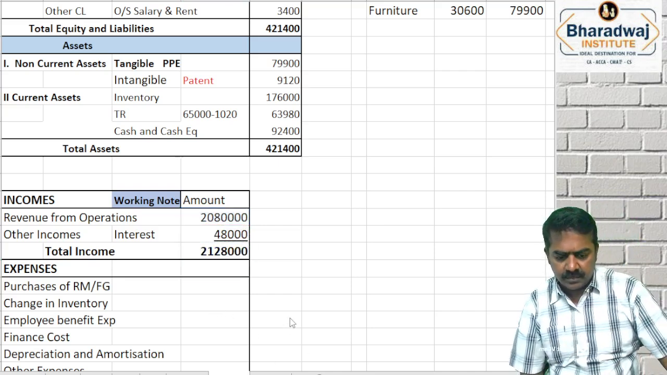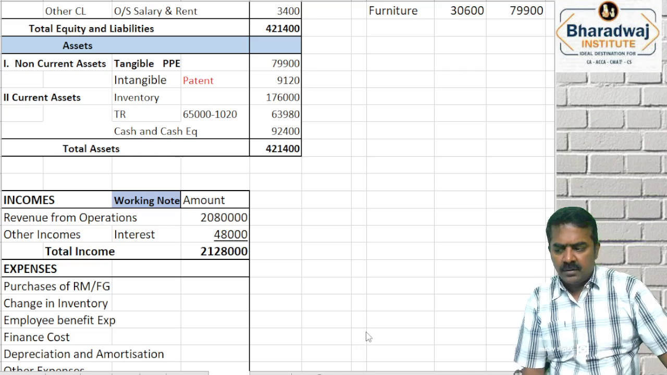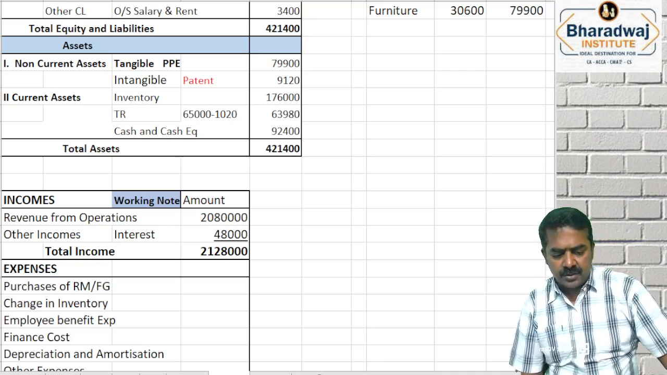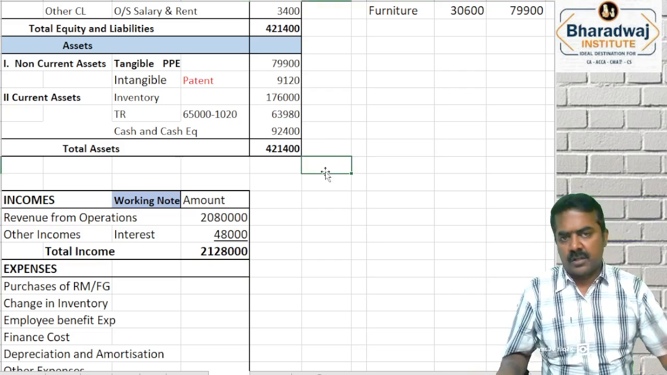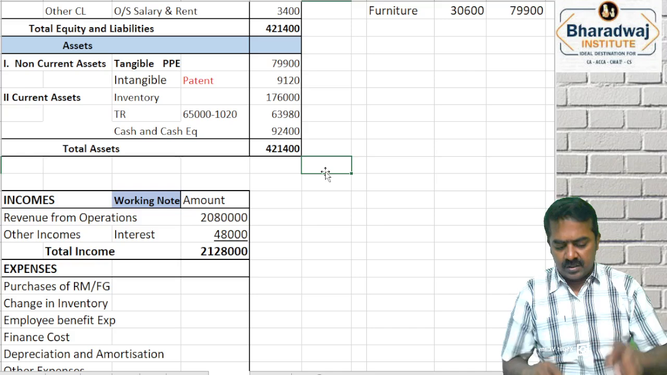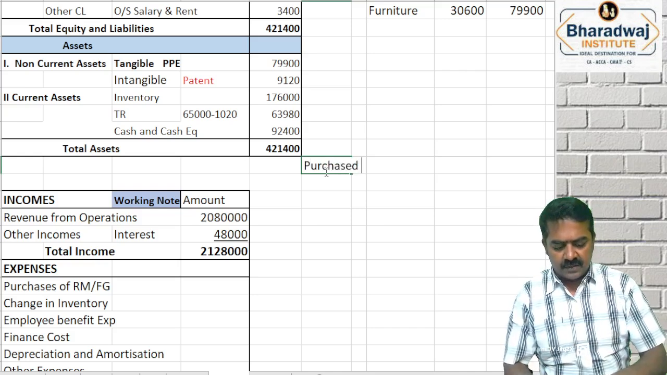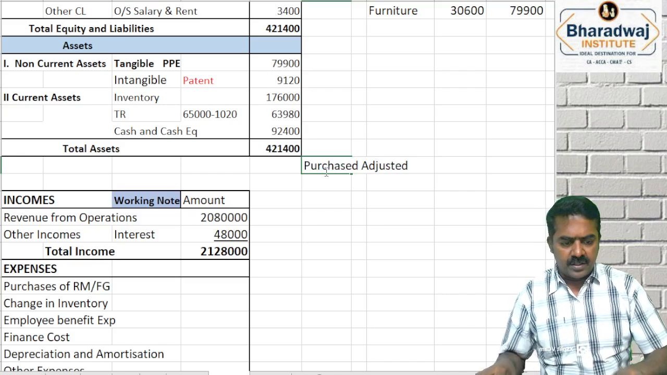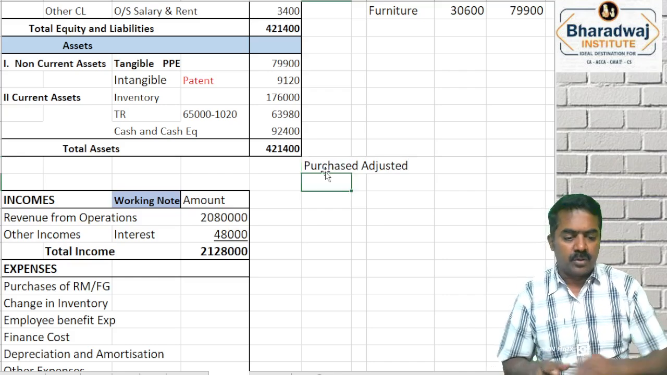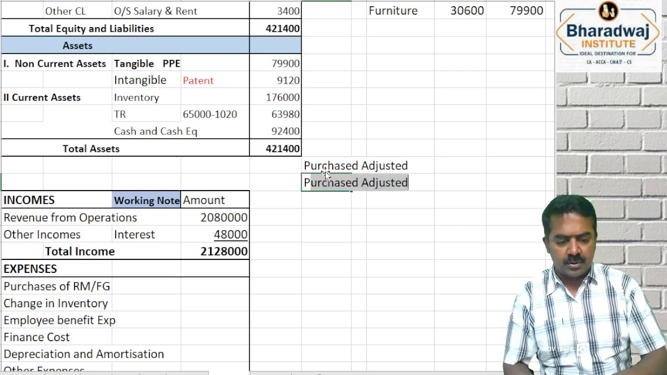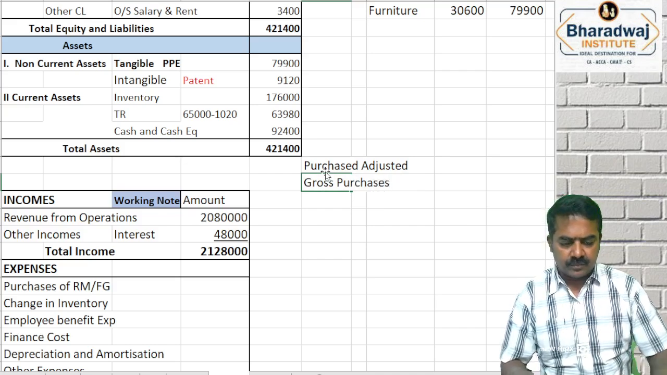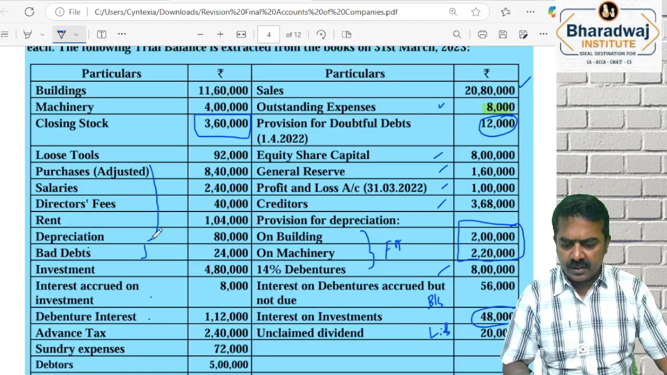Then what is the next one? Purchase of raw material and finished goods. There are two methods of solving the question. One is where purchases adjusted is given. Purchase adjusted means we have adjusted the closing stock. So what are the gross purchases? What is the purchase adjusted given in the question? 8,40,000 is given in the question.